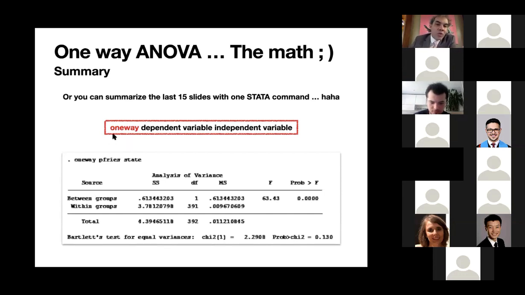When you put the command oneway, which is the command to do a one-way ANOVA, the command is oneway, dependent variable, independent variable. Okay? So here you'll see sum of squares of between groups, sum of squares of within groups, degrees of freedom of within groups, mean squares of between groups and of within groups, your F statistics, and your p-value. Okay? Very easy. Now you understand everything of this, I suppose.